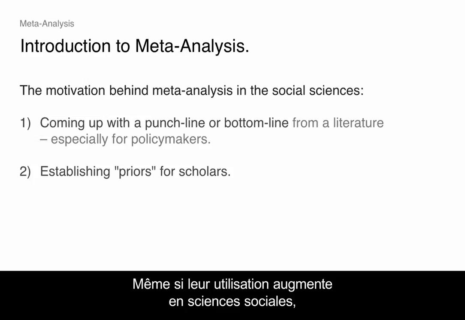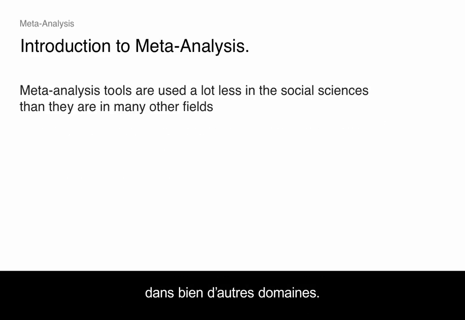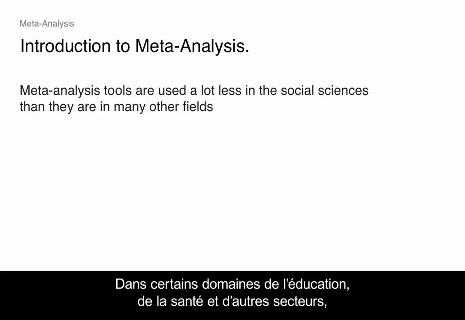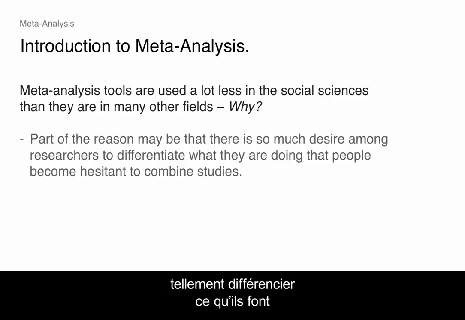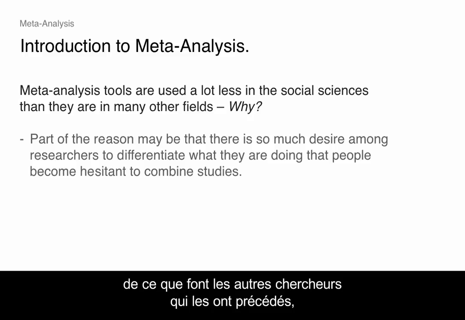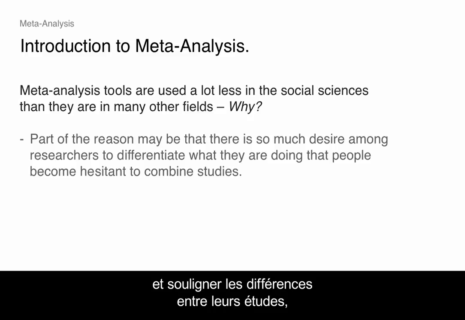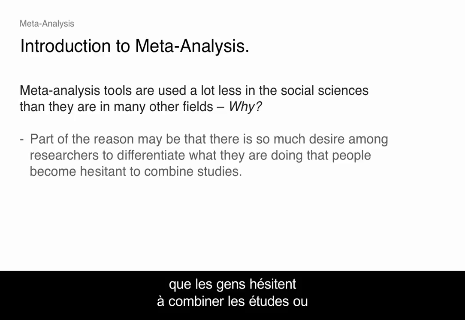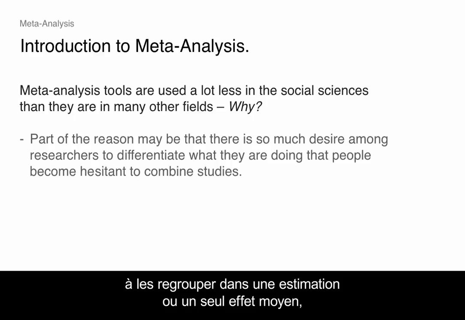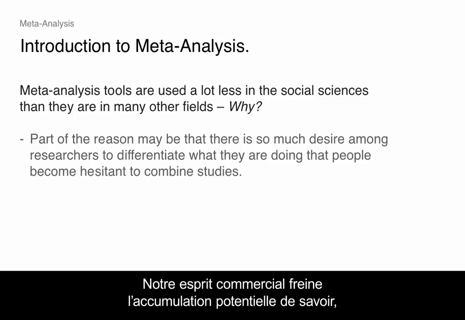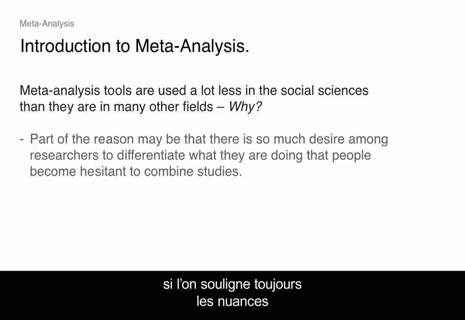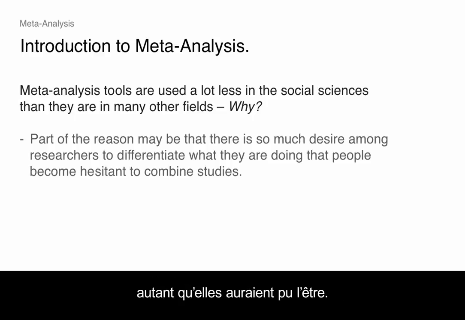Even though their use is growing in the social sciences, these tools are used a lot less in the social sciences than they are in many other fields. In medical research, they're used more often. In some branches of education, health, and other sectors, they're used more than in, say, economics or political science. Part of the reason may be that there's so much desire among researchers to differentiate what they're doing from other researchers who came before them and talk up all the differences between their studies, that then people become hesitant to combine them or think of them in a single estimate or a single mean effect, which is what you're going to get out of a meta-analysis. So our salesmanship hinders, I think, the accumulation of knowledge, potentially, if we're always highlighting all the nuances by which we differ from other studies. But so maybe partially for that reason, these approaches haven't been used as much as they could.